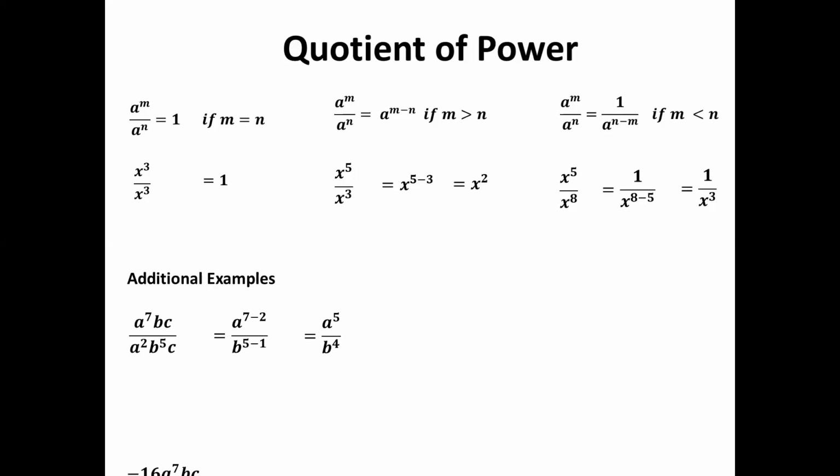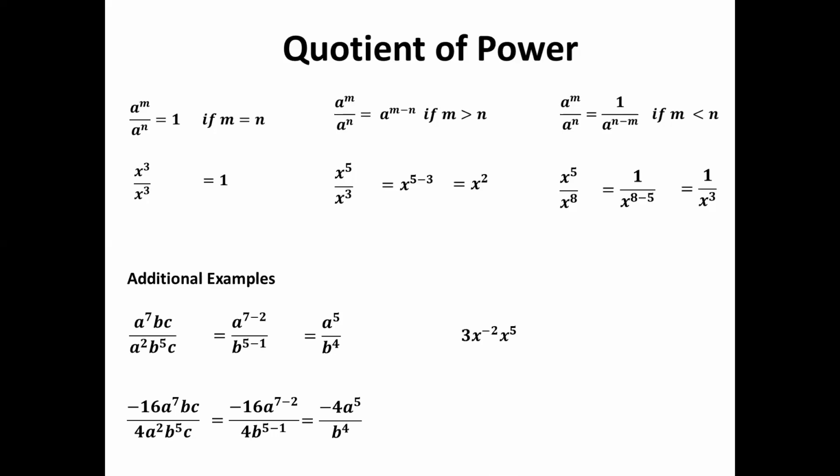And the next example, negative 16 a to the 7 bc over 4a squared b to the 5c. Kung papansinin natin, negative 16 divided by 4 is negative 4. And then afterward, a to the 7 over a squared is a to the 7 minus 2 para sa numerator. And then denominator is b to the 5 minus 1. We have to simplify it. Negative 4a to the 5 over b to the 4th ang ating final answer. Ulitin ko ang ating sagot. Negative 4a to the 5 over b to the 4th power.